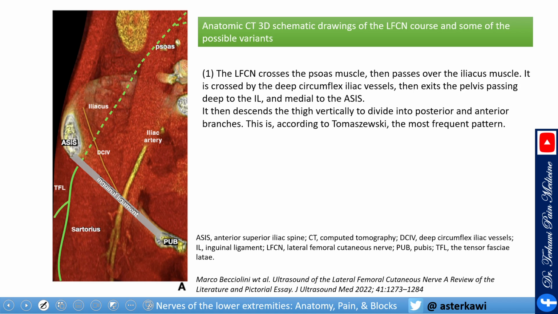And this variation is important because some of them make the nerve more vulnerable for entrapment. So the most common form is when the lateral femoral cutaneous nerve crosses the psoas muscle, then passes over the iliacus muscle. It is crossed by the deep circumflex iliac vessel, and then it exits the pelvis, passing deep to the inguinal ligament. So it goes underneath the inguinal ligament and medial to the anterior superior iliac spine, again usually within 1 to 2 inches. That's the most common pattern.